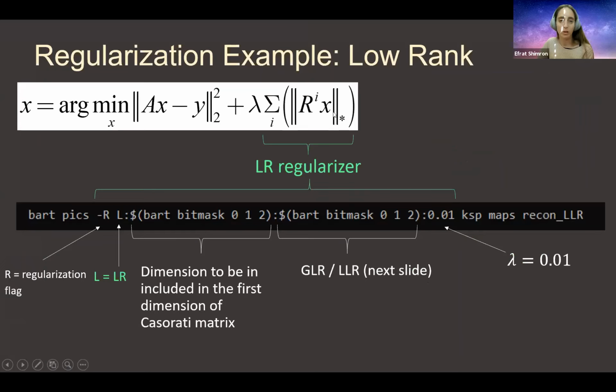Okay, so this is our compressed sensing problem. I formulated it here for the locally low rank feature. And we solved that by using the BART-Pix command with the -r flag that we've seen before. And now, in a minute, I'll go into more details.